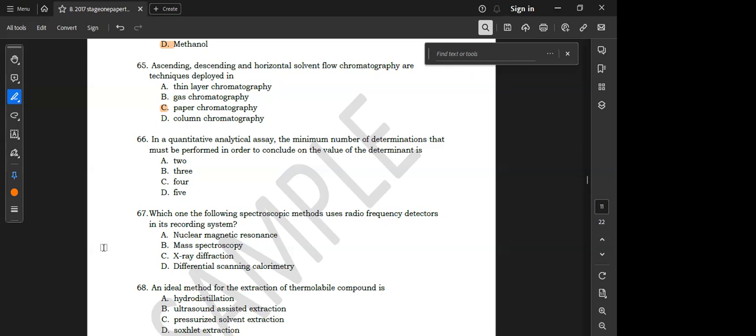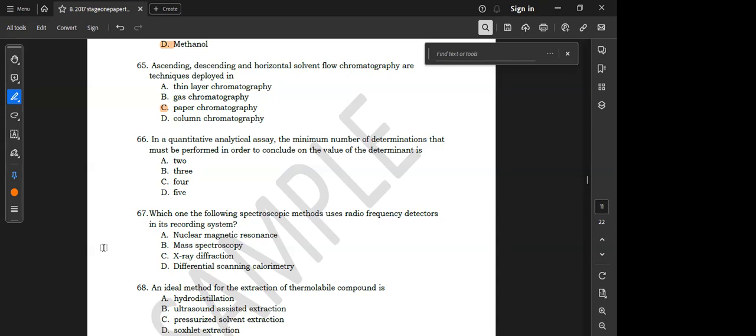For descending, this is the reverse of the ascending that we have said. The solvent is added to the top of the column and it flows downwards through the column. So this one is descending, it's going down, and the same principle applies. For horizontal, we use a column or a plate where the solvent flows horizontally through a flat face, and this method is less common than ascending and descending.